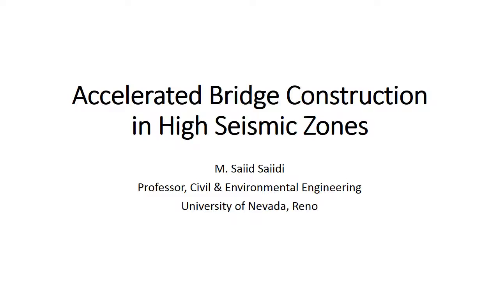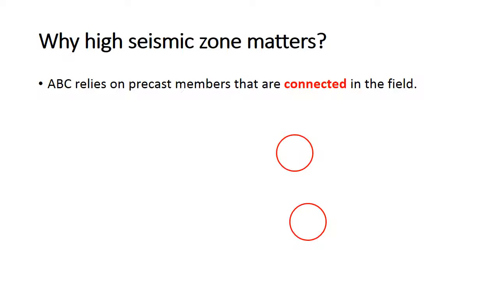In today's presentation, I will provide some highlights of accelerated bridge construction in high seismic zones and the peculiarities that we have to be concerned with. Why do high seismic zones matter? The reason is that ABC relies heavily on precast members that are connected in the field. Therefore, connections become a critical consideration.